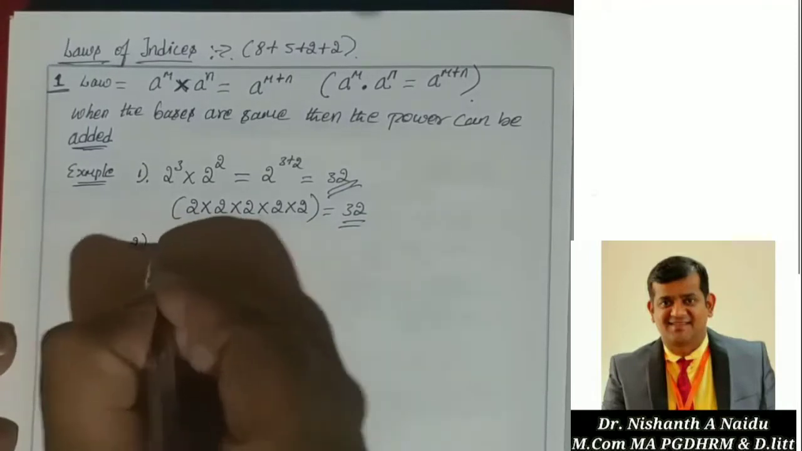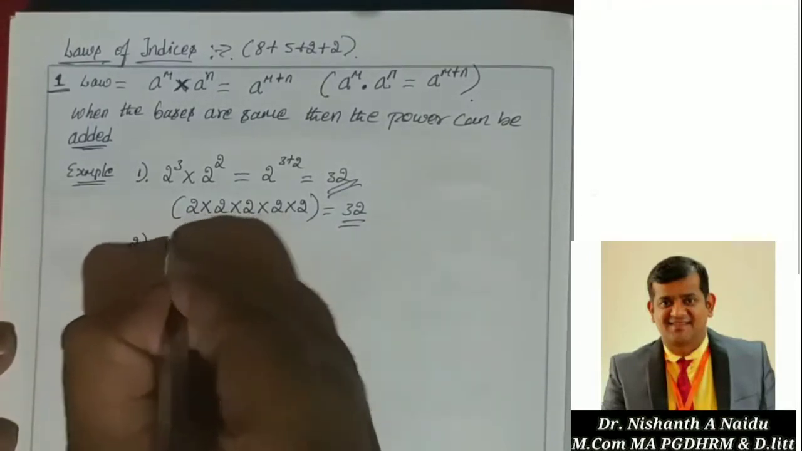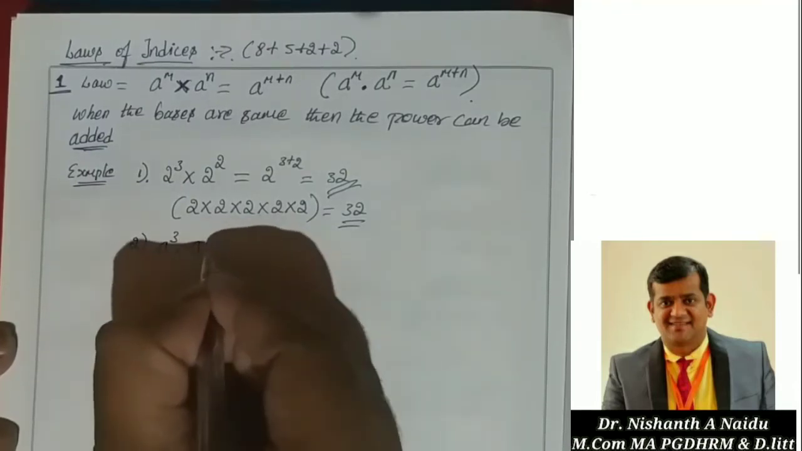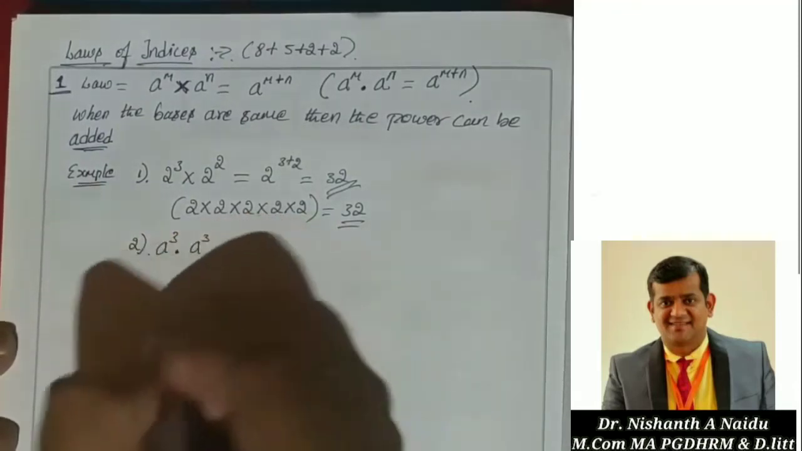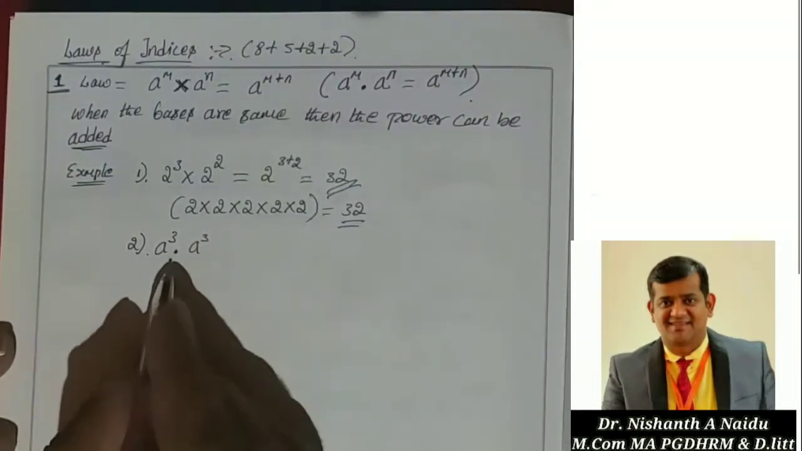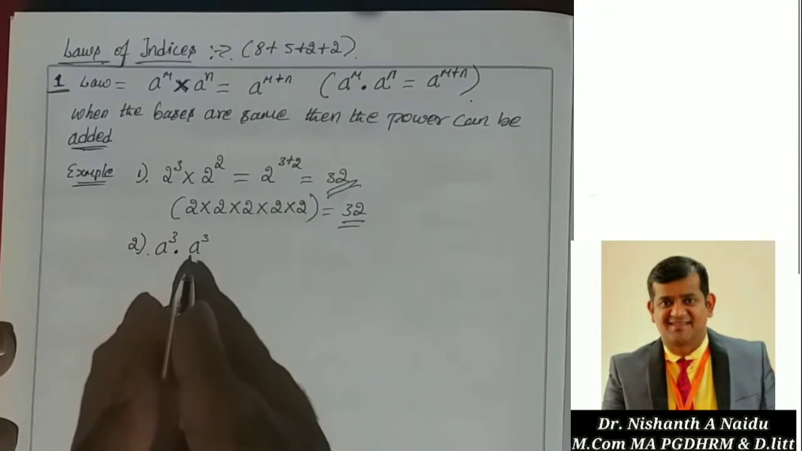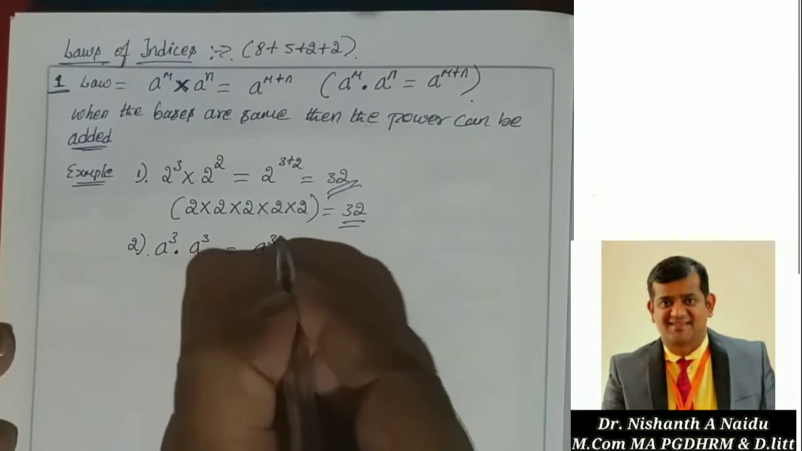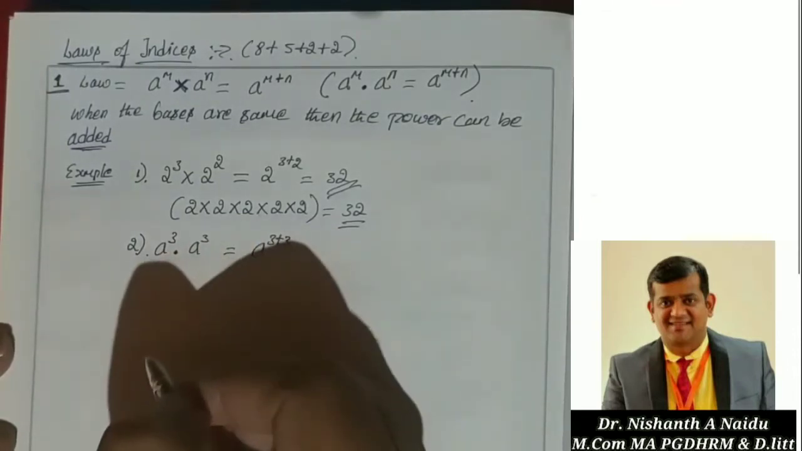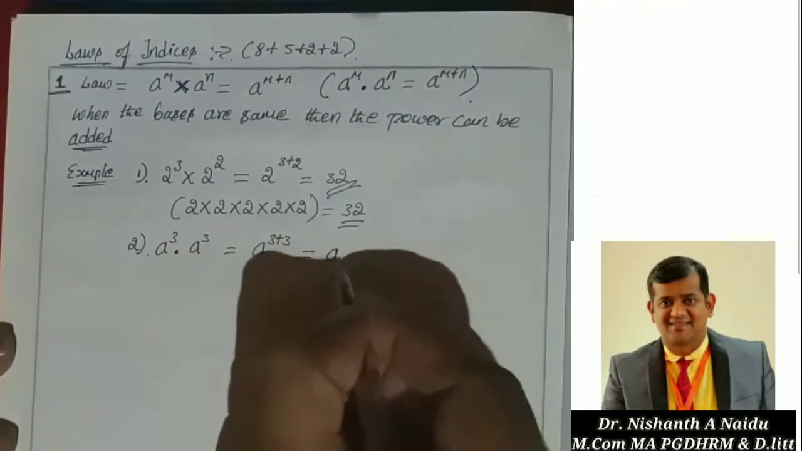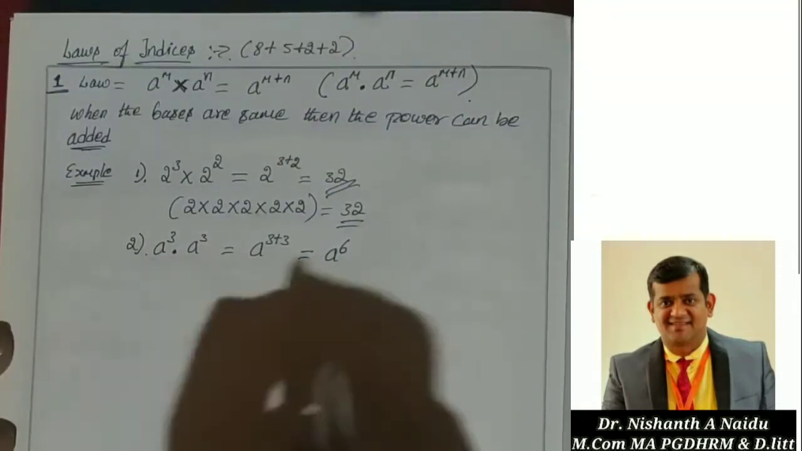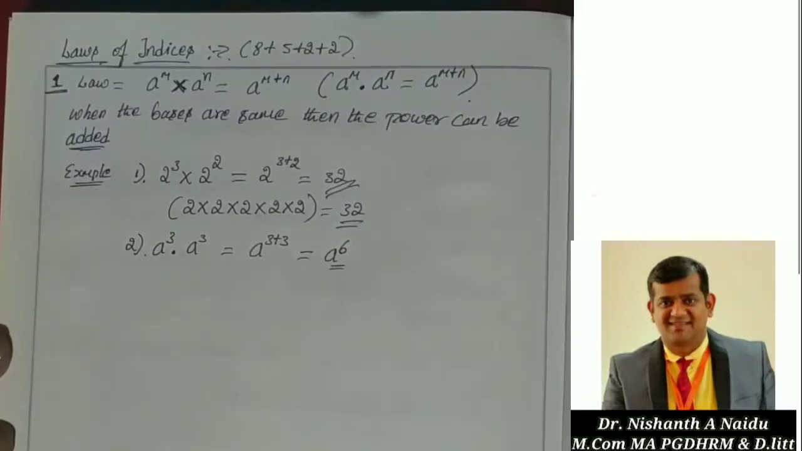This is the first example which I have given. Let us take one more example. Suppose a to the power of 3 into a to the power of 3, where the dot is also called into. So what is the answer then? a to the power of 3 plus 3, that means a to the power of 6 is the answer.